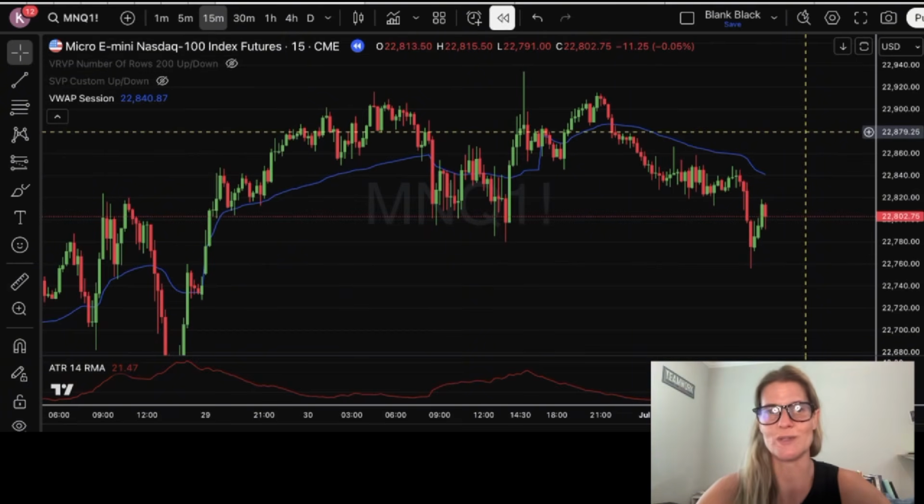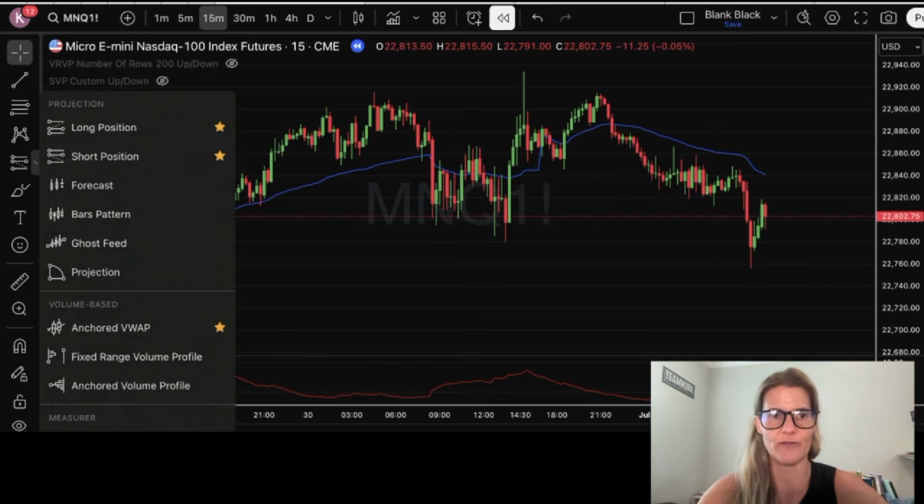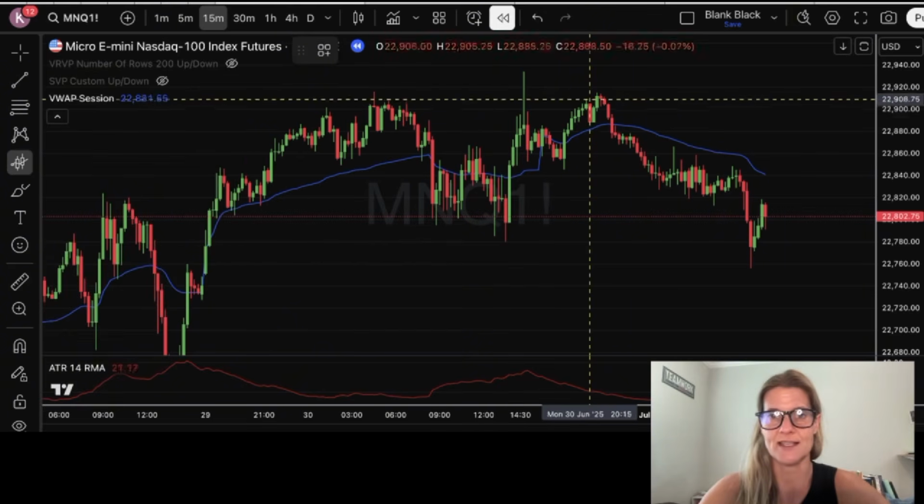I also use anchored VWAP, which, if you use TradingView, is available in the paid version under the projection tools. And if you use anchored VWAP, you can anchor the same volume weighted average price from specific points in time. So for example, I like to anchor it at the New York Open, right at 9:30 Eastern Standard Time. Also, you can anchor it from a high or a low to be able to continue to watch trend.